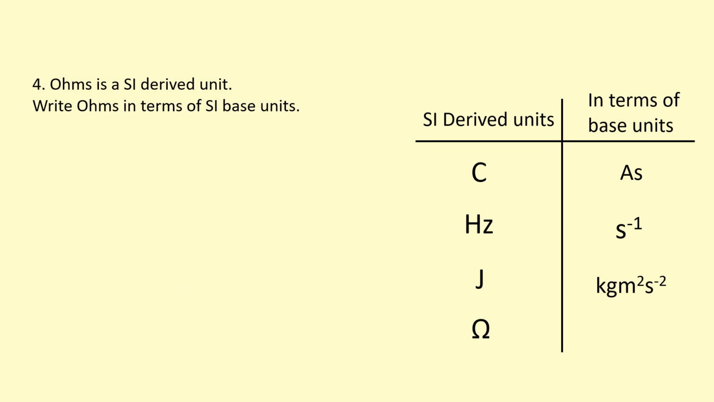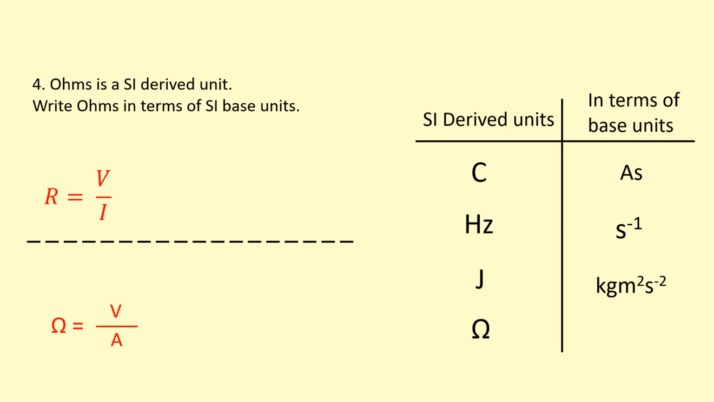A final challenging example, ohms. Ohms is an SI derived unit for resistance. So I'm going to use Ohm's law to get the equation for resistance, which is potential difference divided by current. Now let's write that in terms of its units. So ohms is equal to volts per amp. Now amps is an SI base unit, so that's fine. However, volts isn't.